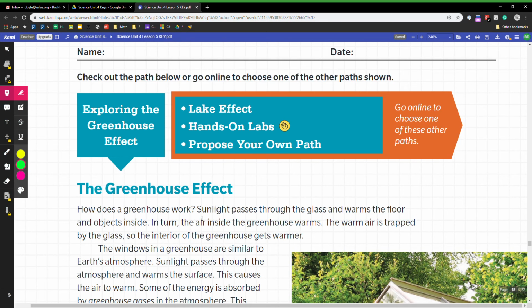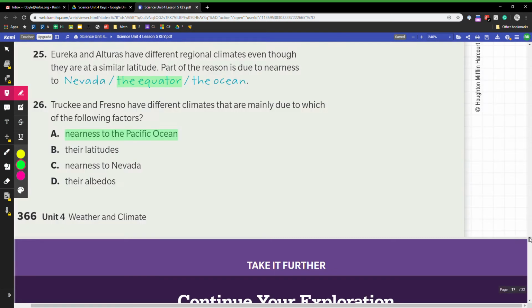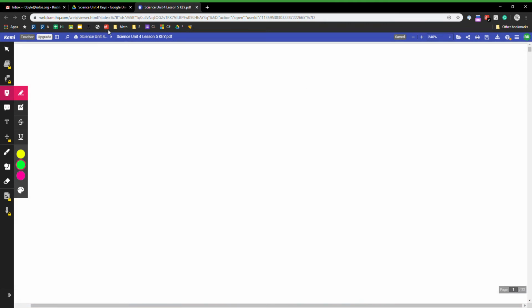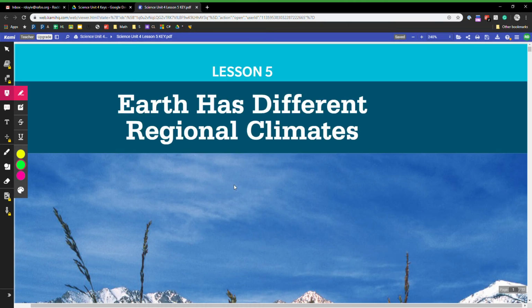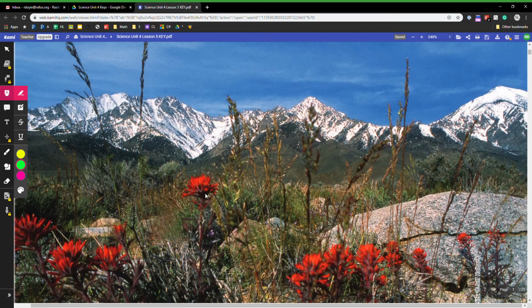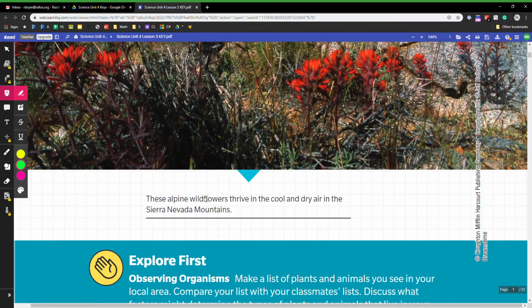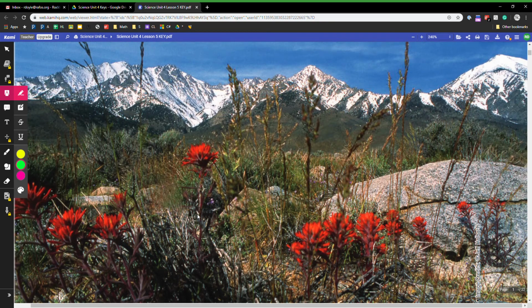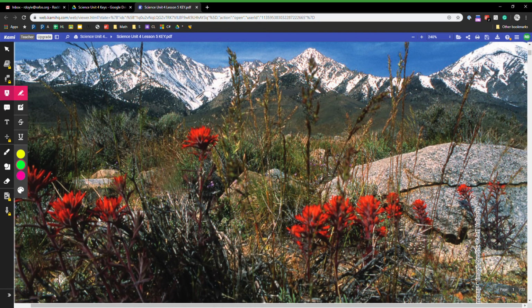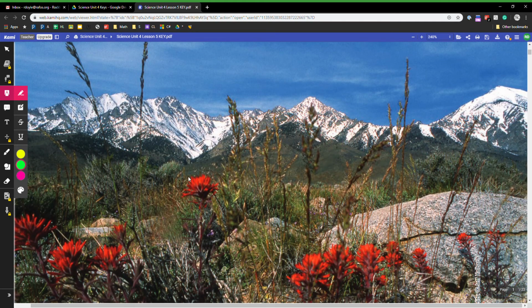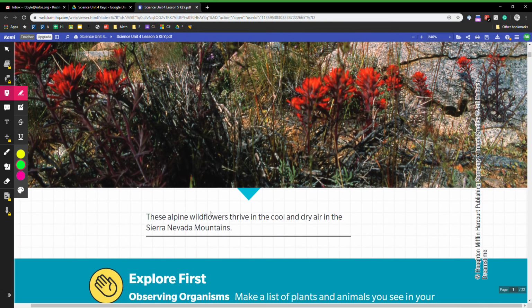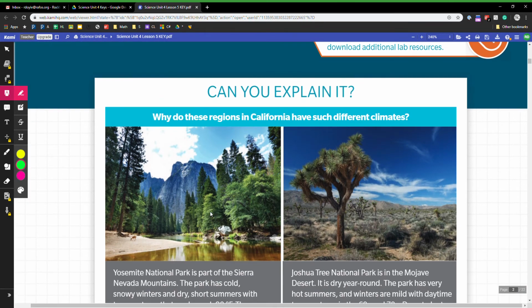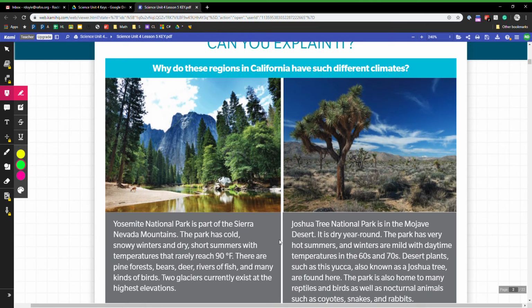All right, hello everyone. This is going to be the tutorial on, I'm all the way at the bottom because I was doing this earlier, on Unit 4, Lesson 5, about Earth having different regional climates. There's a nice, pretty picture of the Sierra Nevada mountains, that's close to where we live. These are called Indian paintbrush flowers. It's not very culturally appropriate anymore, I guess, but that's what they're called.